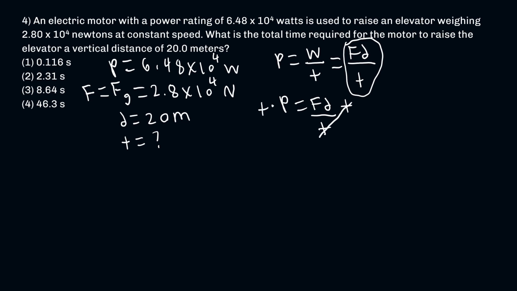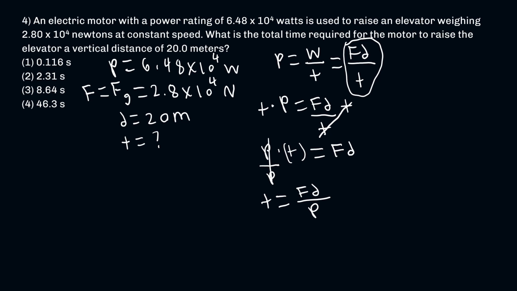On the right side it will cancel. On the left side I'll have power times time is equal to Fd. Last step here, I have power times time. I want to get time by itself. Just divide out the power from both sides of the equation because it's being multiplied to time. Cancel this out. I have then that my time is equal to Fd over the power. So now I can plug everything into the equation.